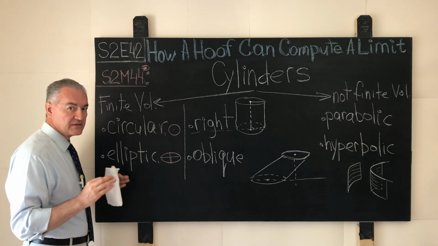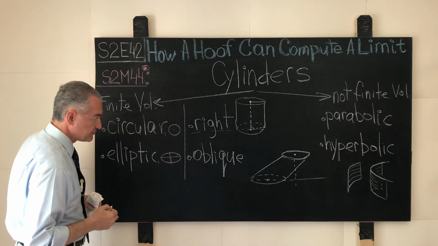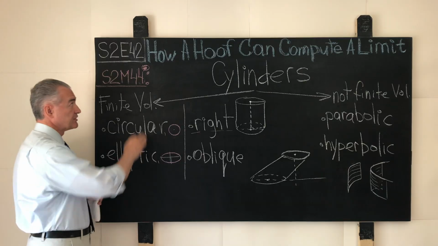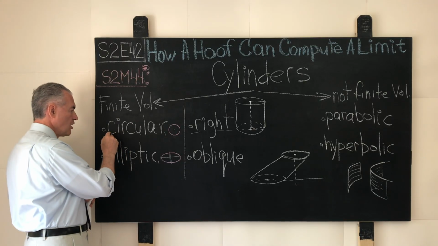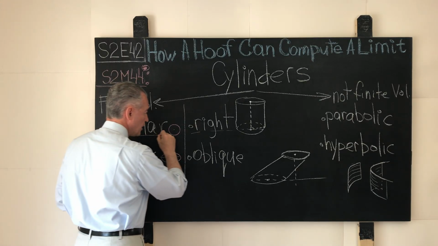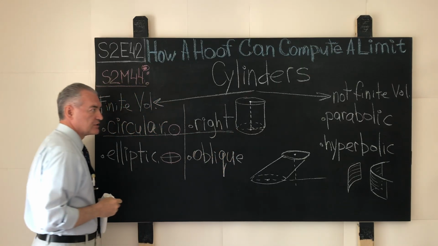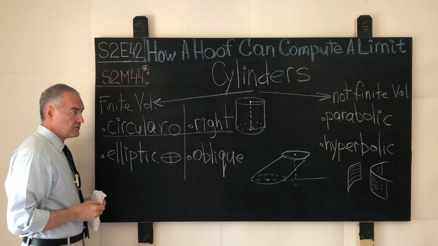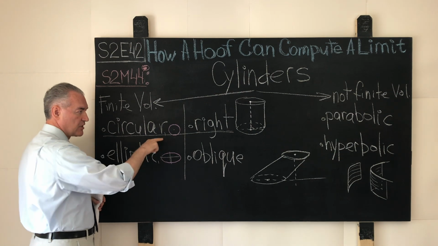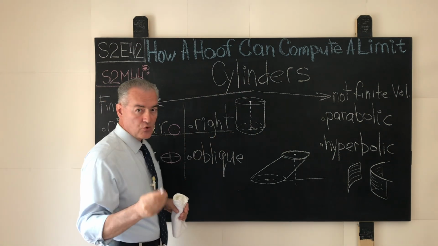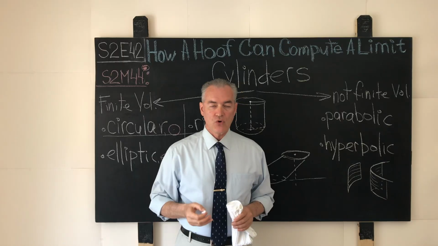Now that we understand a little bit about cylinders, for our purposes in this problem, of interest to us will be a right circular cylinder. And we will use precisely a right circular cylinder in order to construct the hoof of Archimedes.